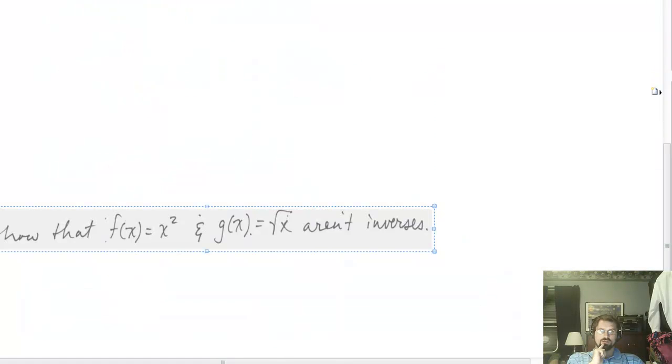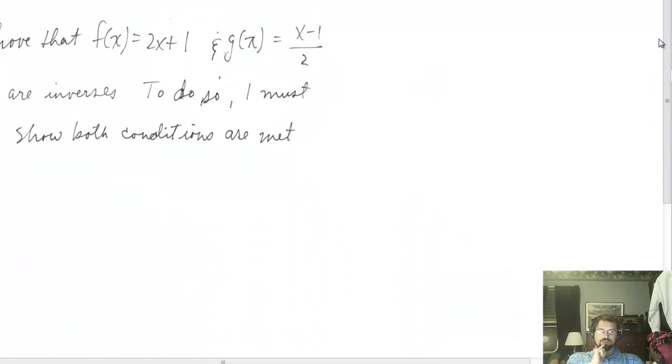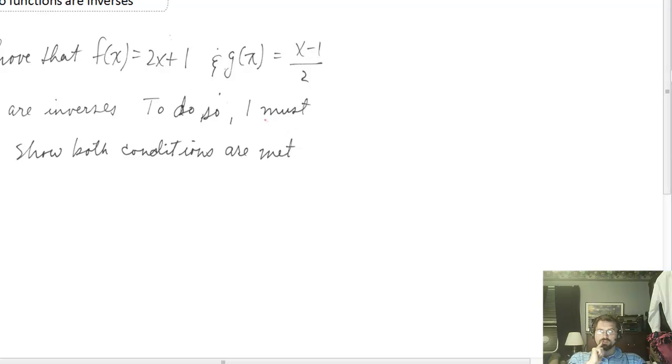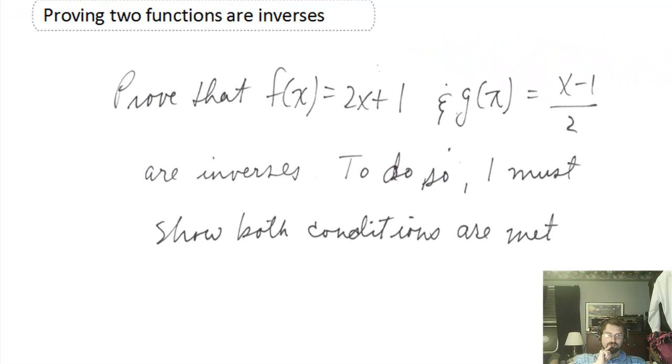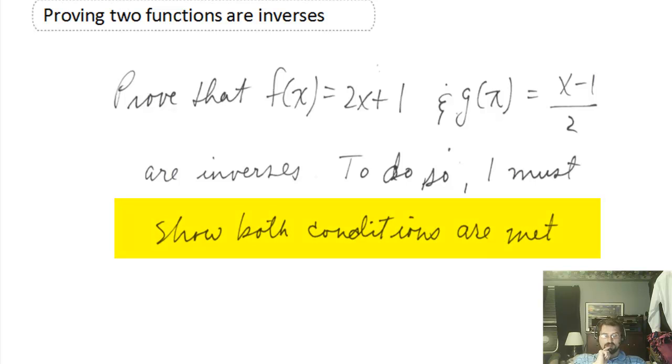How do we prove that two things are inverses? We know how to prove one-to-one. We show that f of a equals f of b implies that a equals b. Well, how do we prove two functions are inverses? Actually, you have to show that both conditions hold: that f of g of x gives you x, and g of f of x gives you x.